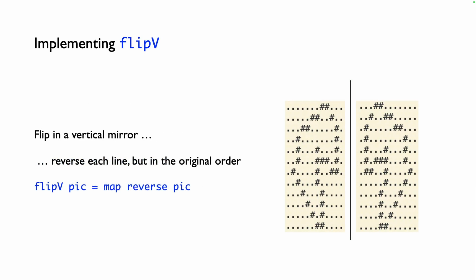What about flipping in a vertical mirror? What we have to do there is reverse each of the lines, but the lines remain in the same order. So how do we apply that? Well, we have to transform every element in a list, and we do that using map. So flip V of pic is map reverse on pic. We reverse each line in the list of lines.